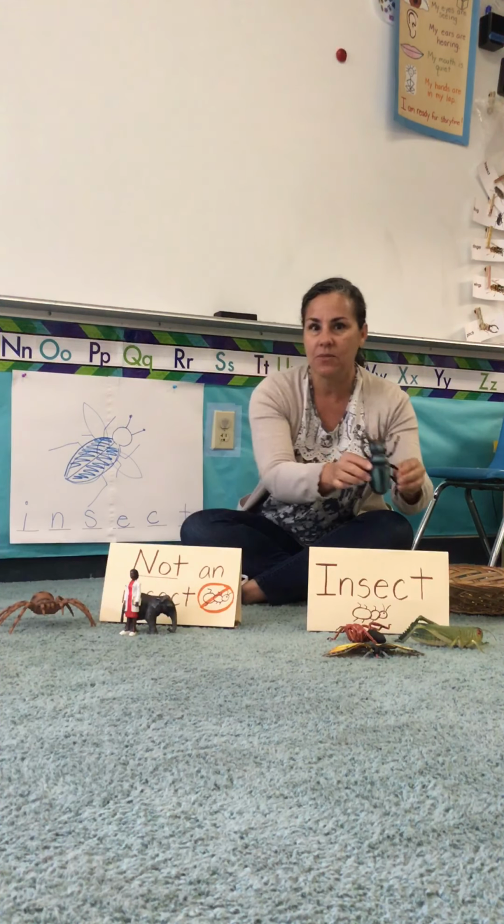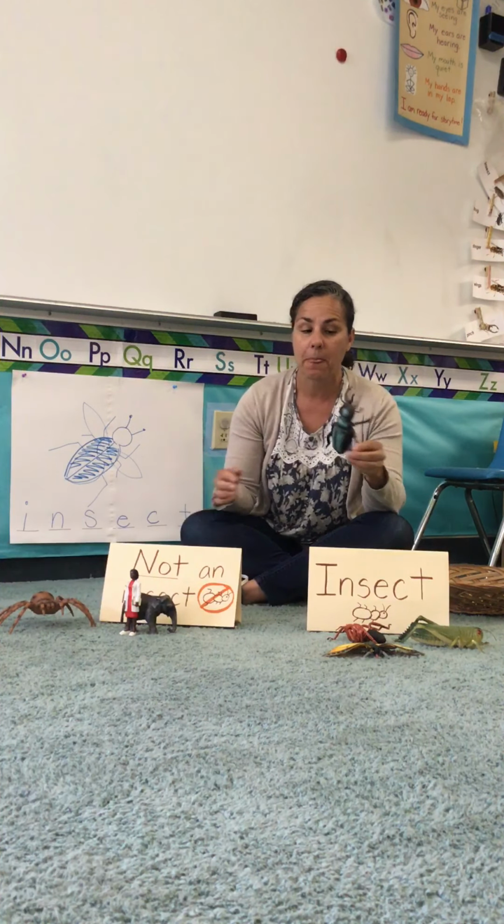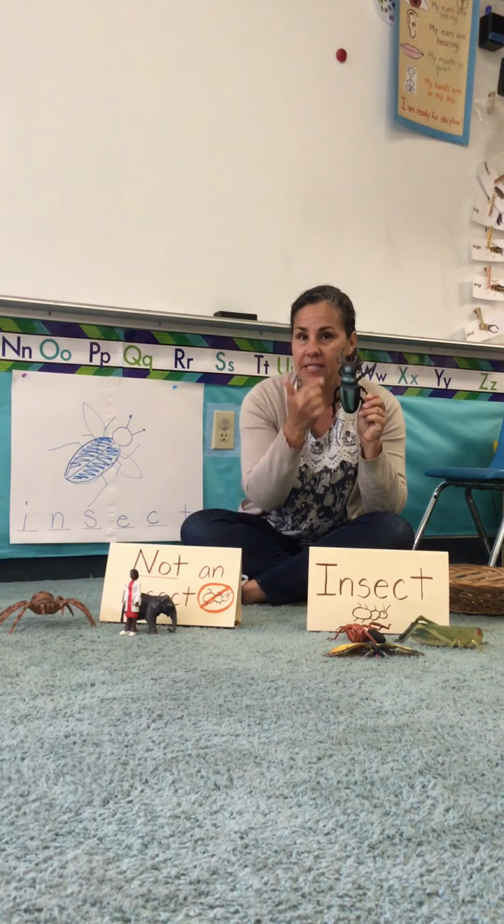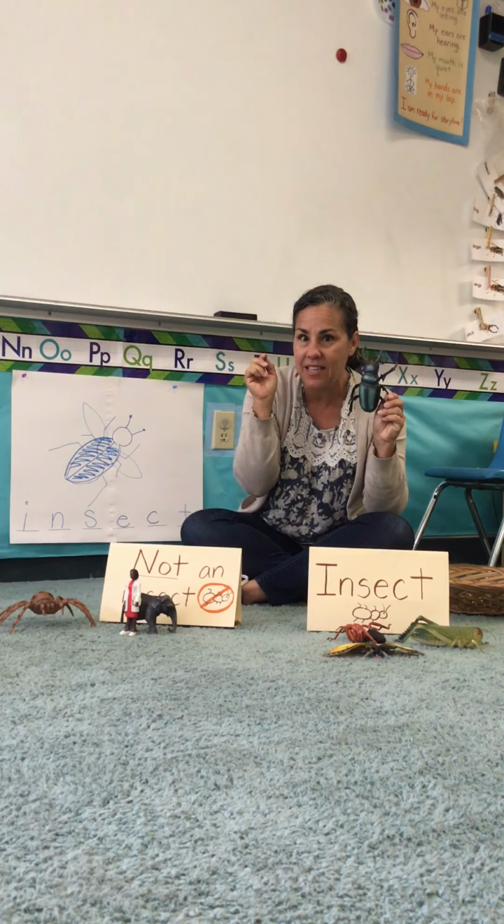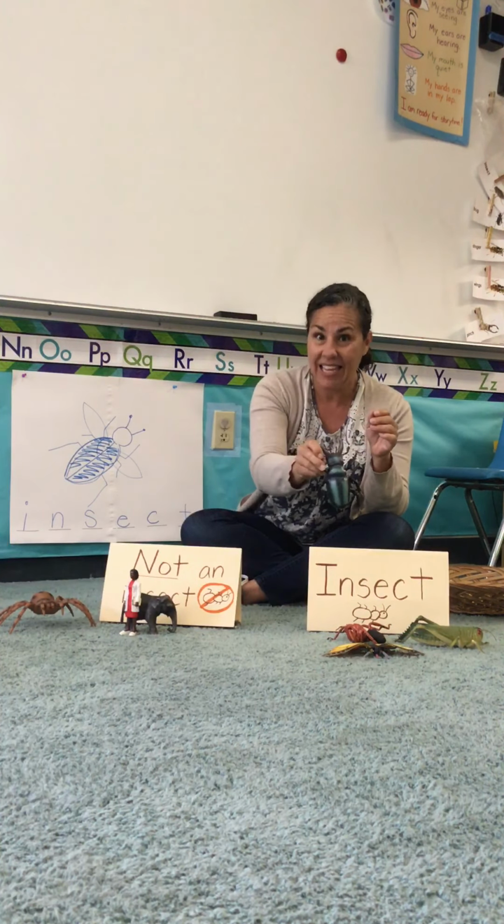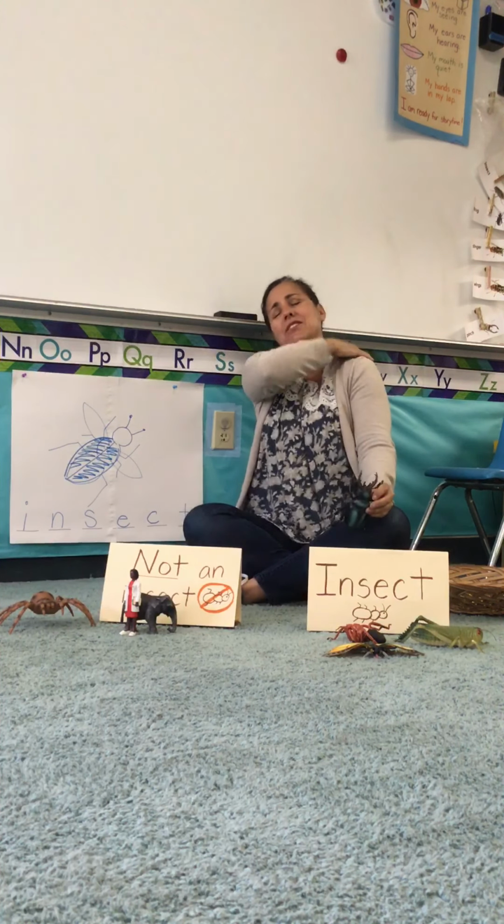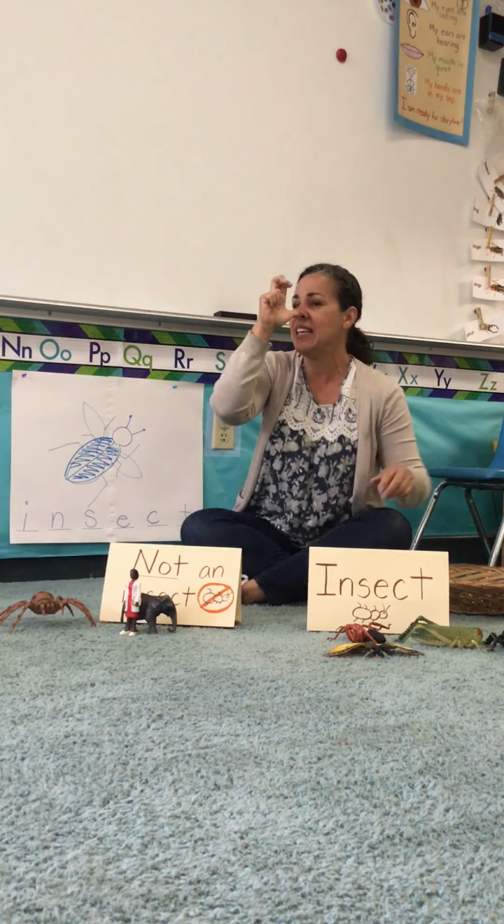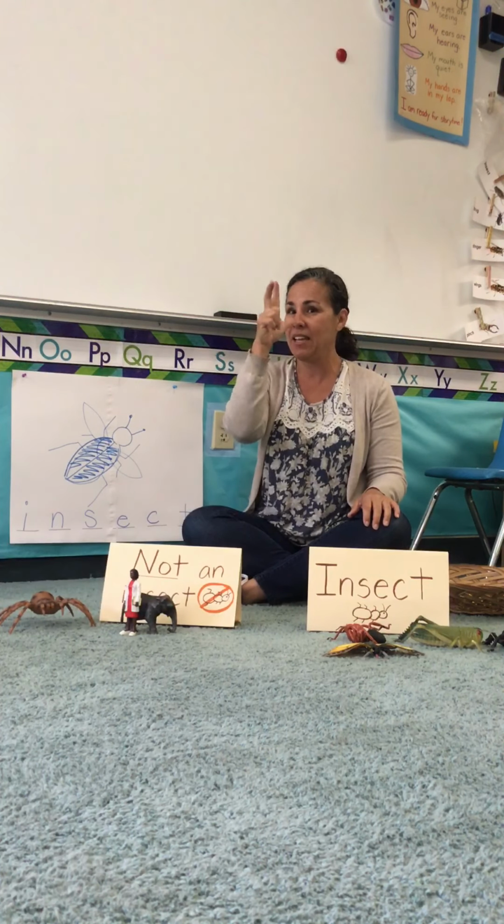Not an insect or insect? 3 body parts, 6 legs, 2 antennae. Sounds like an insect. If you said insect, say good job, friends. It's an insect. You say that with me? Insect.